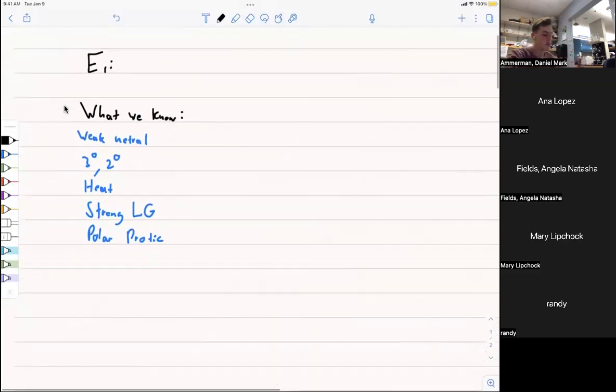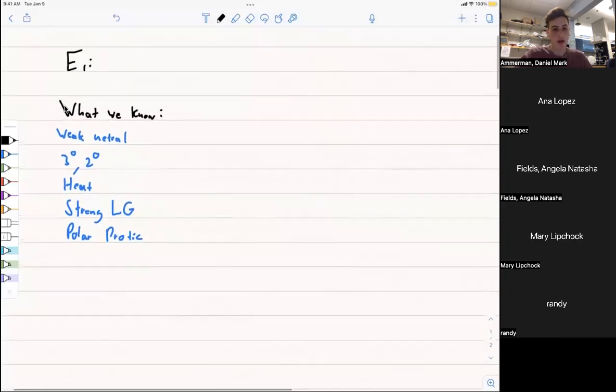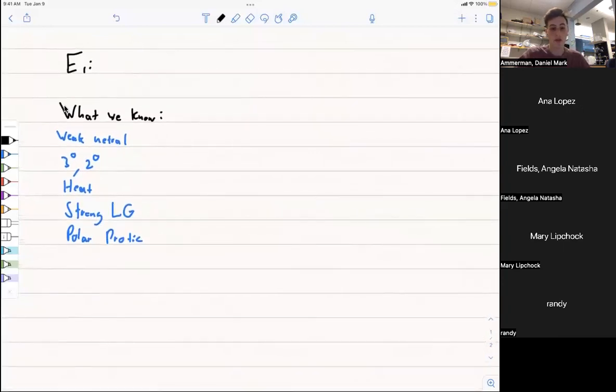All right, so the first thing we went over this semester is elimination and E1 versus E2. So what I would do is on your note card, put what we know about both. So E1 starts with a leaving group and ends up with a double bond where the leaving group was, or adjacent. We also know that it takes place with a weak neutral nucleophile, and the leaving group for it is always going to be tertiary or secondary.